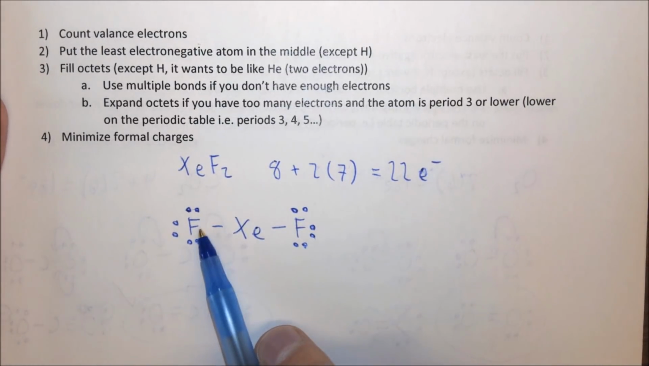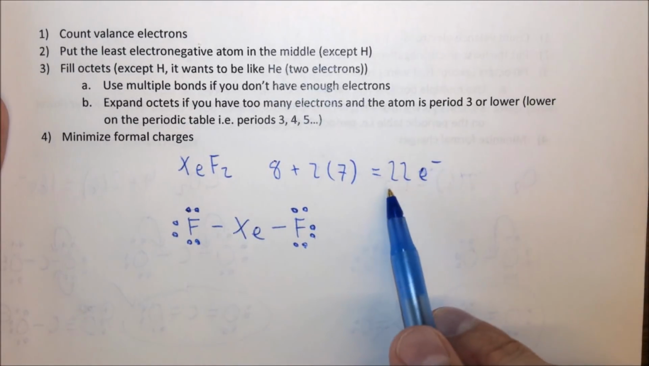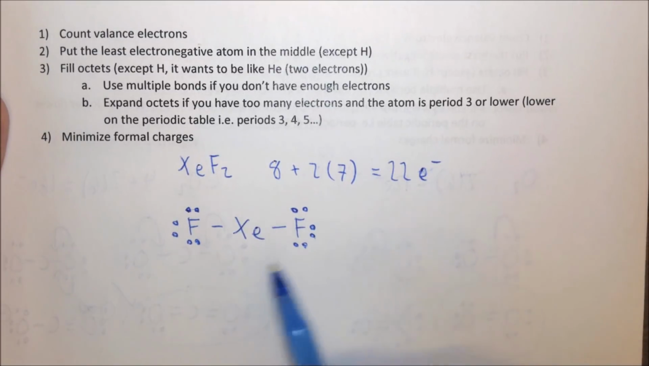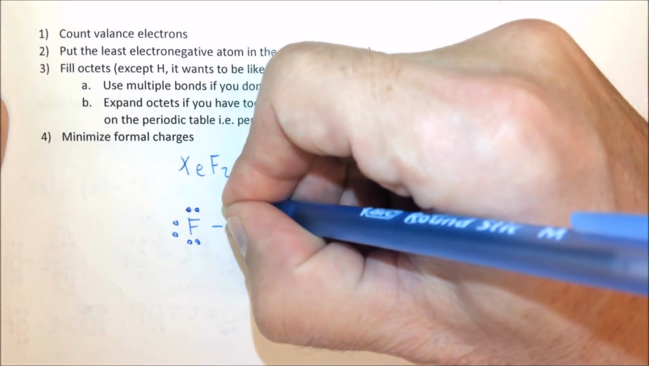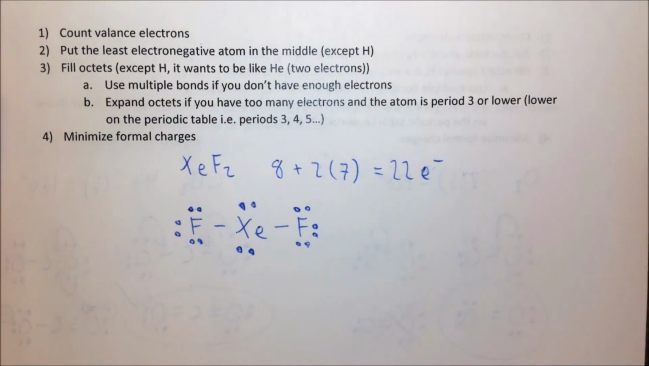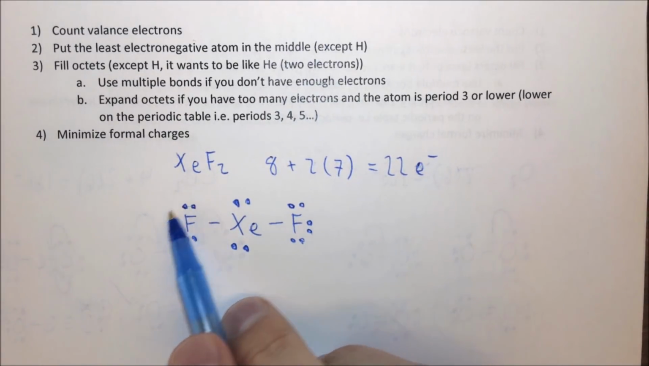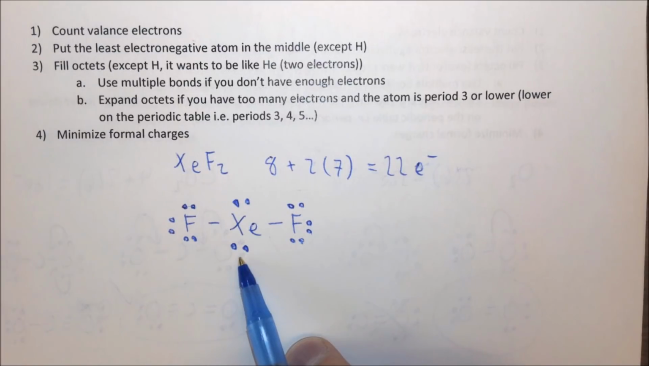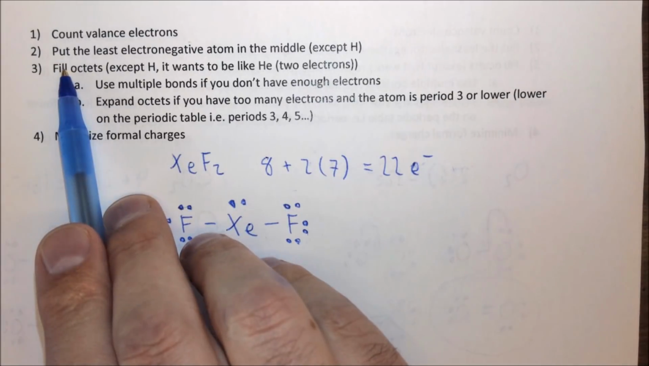So I have 8 electrons around this fluorine and 8 electrons around this fluorine, which is a total of 16 electrons, which means I have 6 more electrons. So I have 16 placed, and I have 22 total, so I have 6 more electrons. If I put 2, 4 electrons around xenon, I have now filled the octets. But I've only used 8 here, plus 8 here is 16, 18, 20. I've only used 20 electrons. There are still 2 more electrons, but I've already filled the octets.